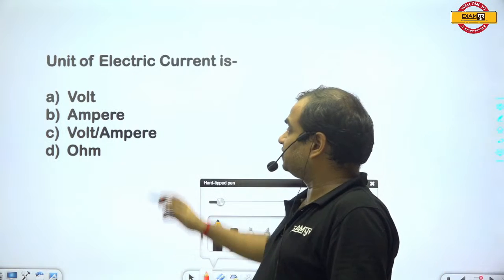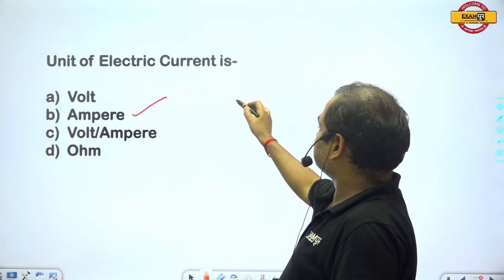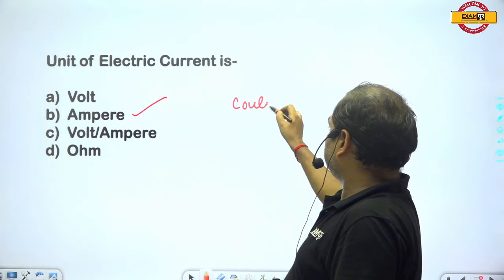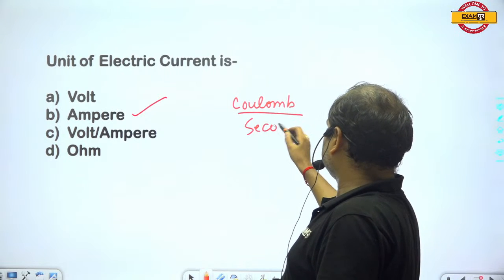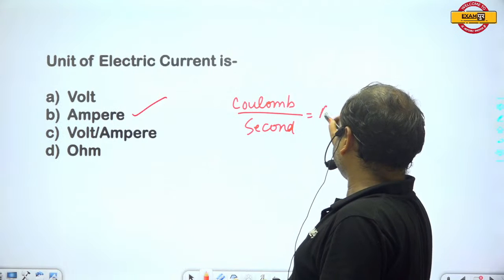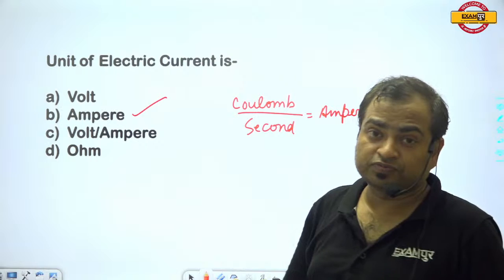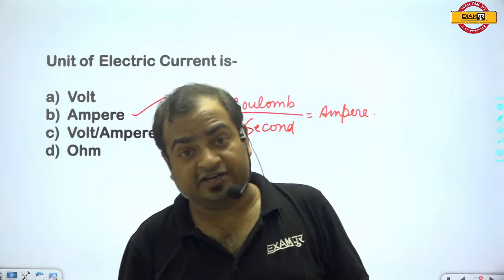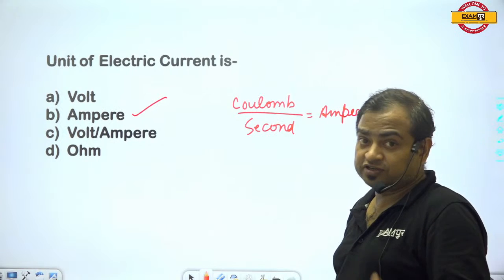Unit of electric current, and this is a very simple example, and ampere is the correct answer. Coulomb per second is equal to ampere. Okay. Rate of flow of charge is known as electric current. Rate of flow of charge means the charge flowing in unit time.